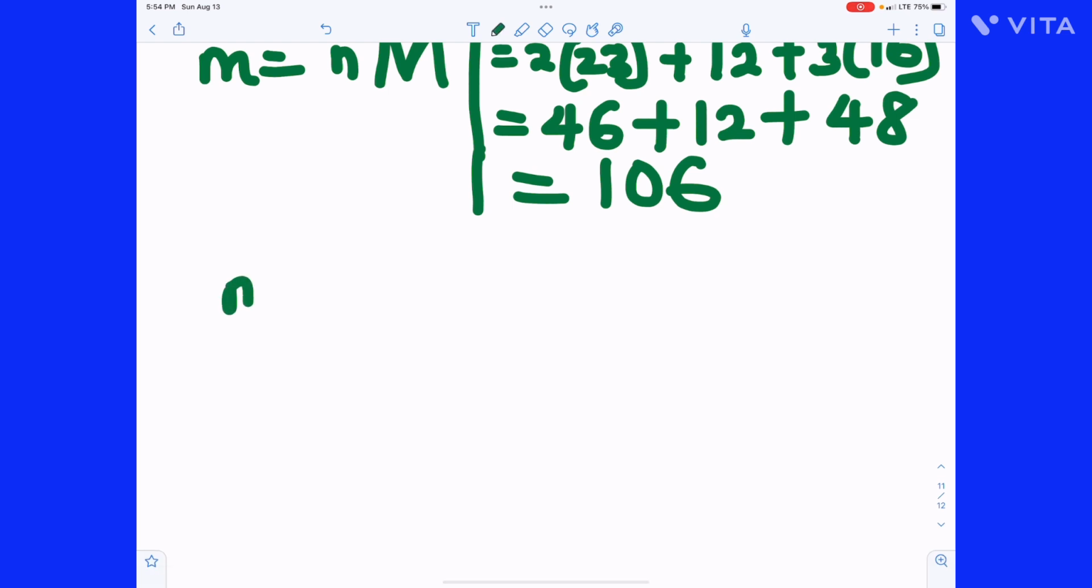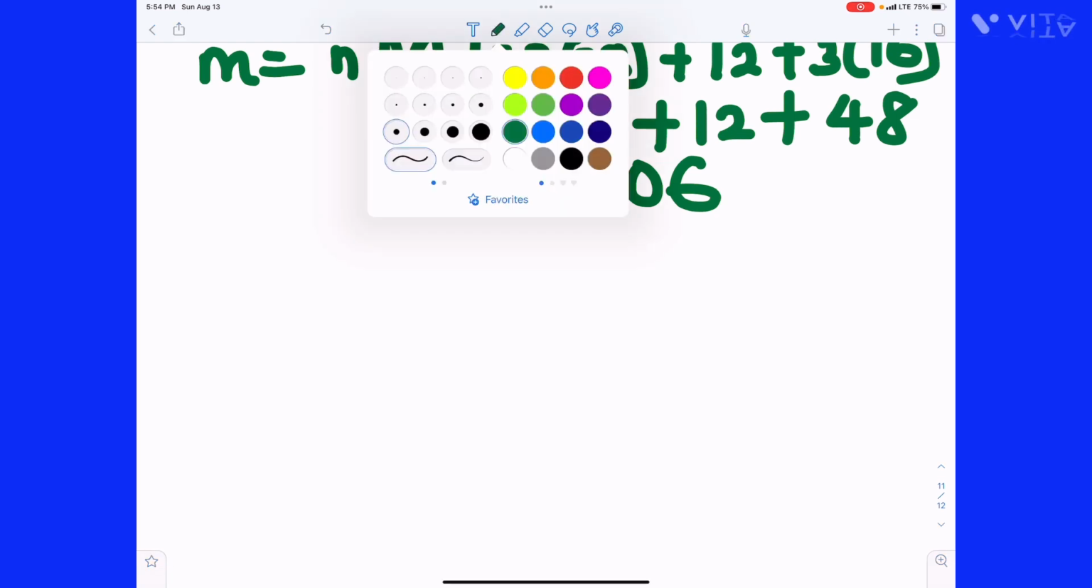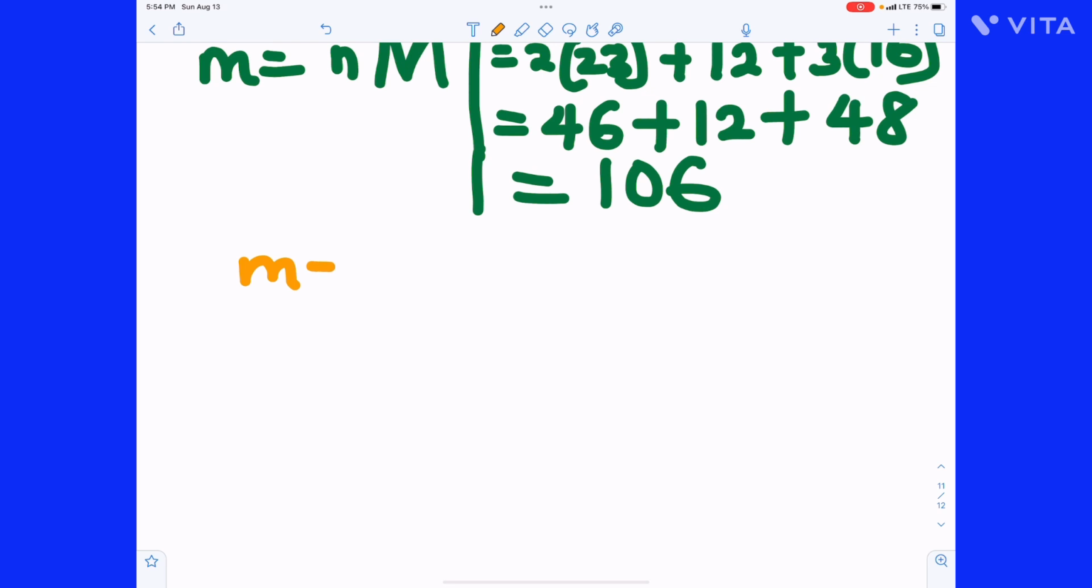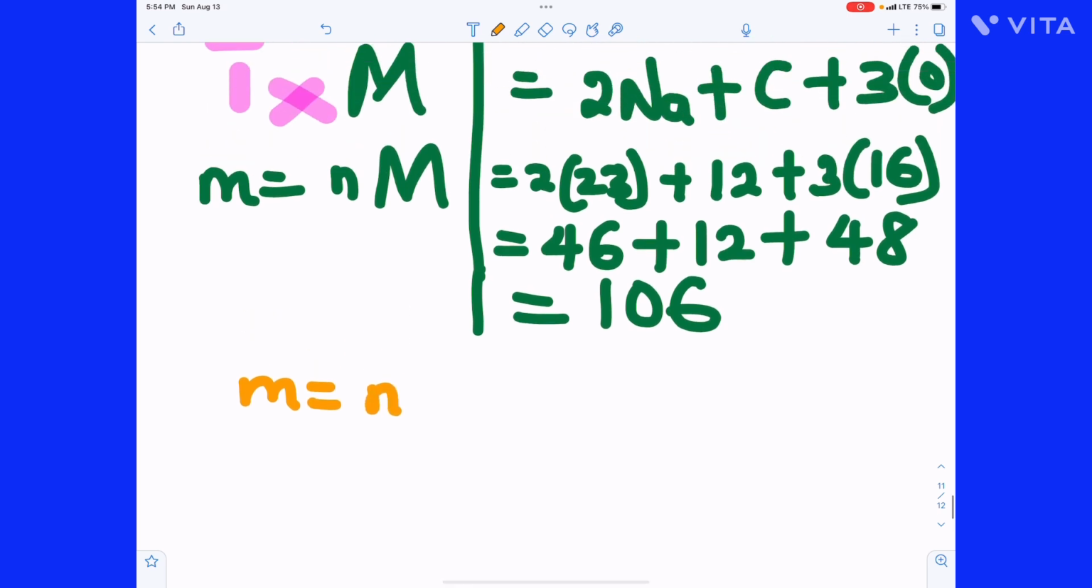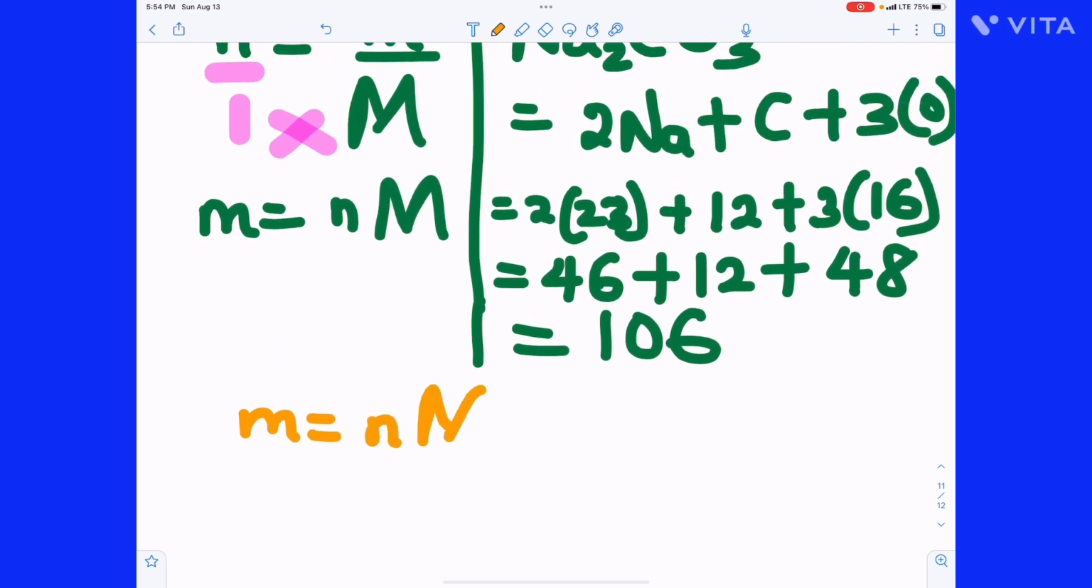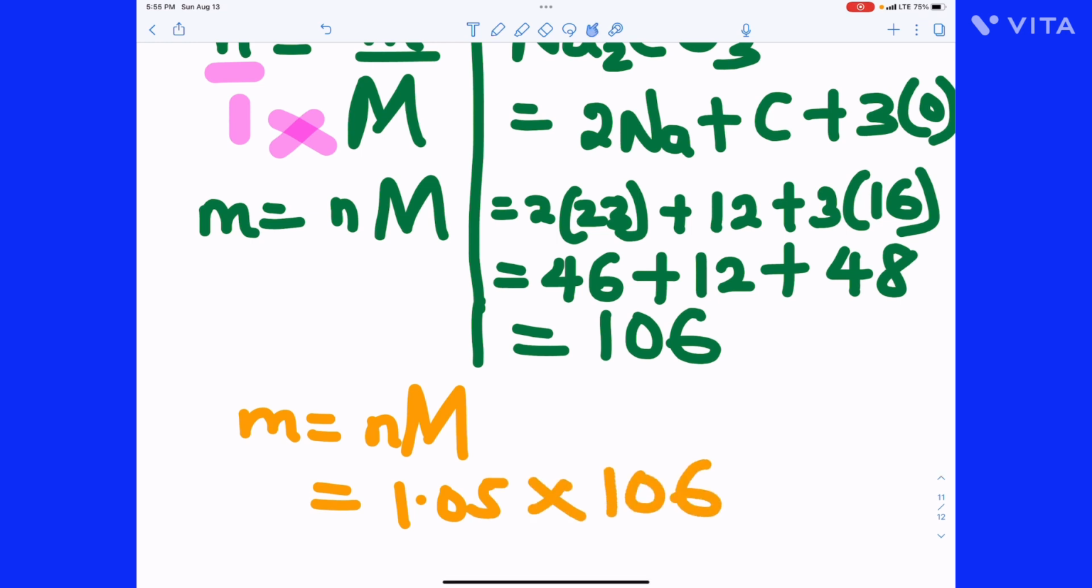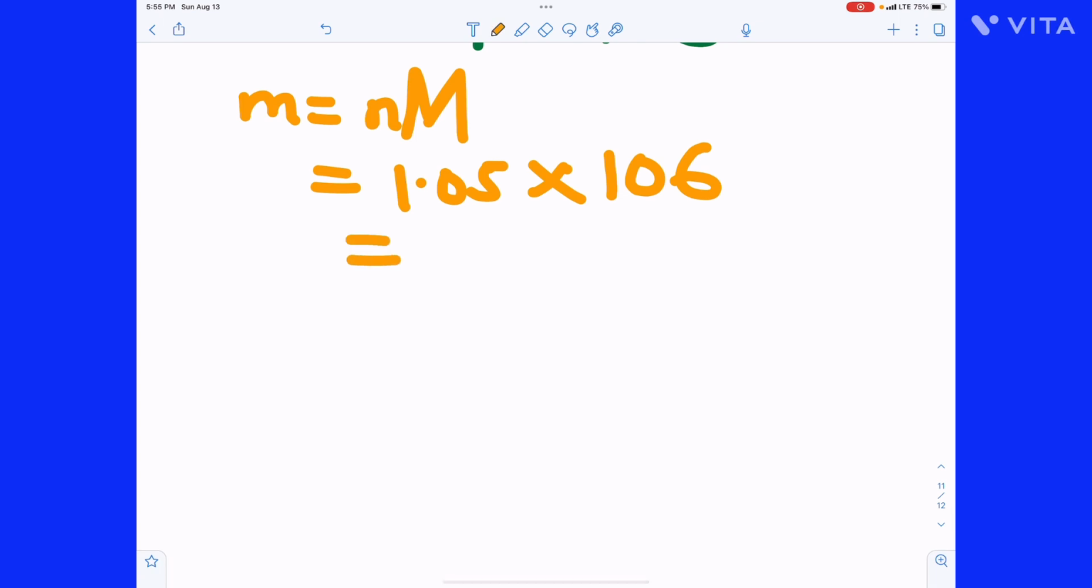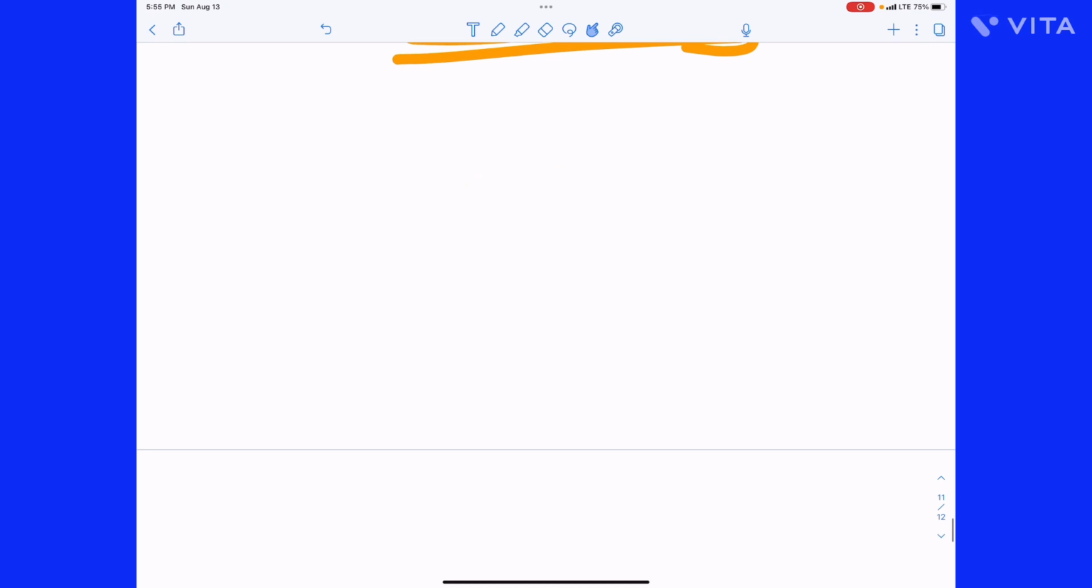So the reacting mass present in 1.05 moles is number of moles times what? Molar mass. Let me put that together very well. That's 1.05 times 106, and that gives you your answer in grams. Now, let's be quick. You get your answer in grams and put it down yourself.